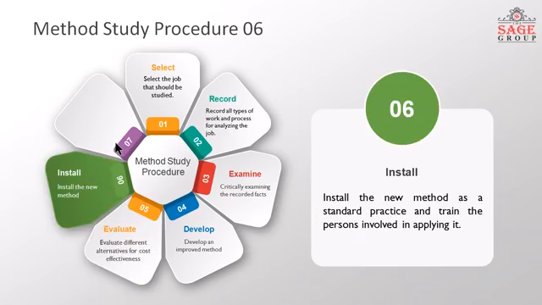Now the sixth one is install. So we have select, record, examine, develop and evaluate. Now what we have developed and evaluated, we have to install. Install the new method as a standard practice and train the persons involved in applying it. We have to train the workers, laborers, and other operators who are working on that process, so they are well equipped with the new method. We have to take some sessions.